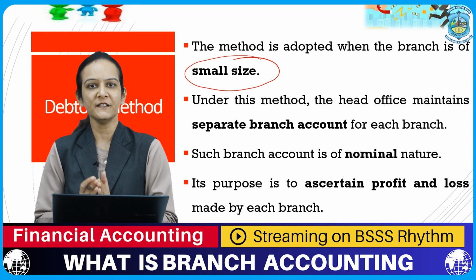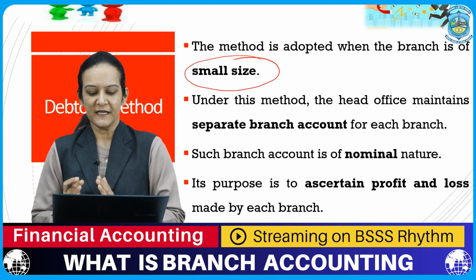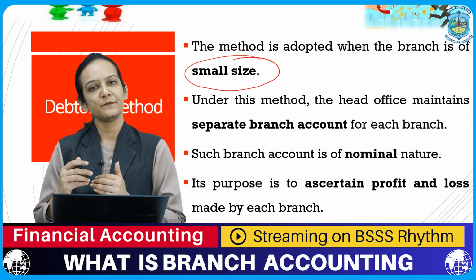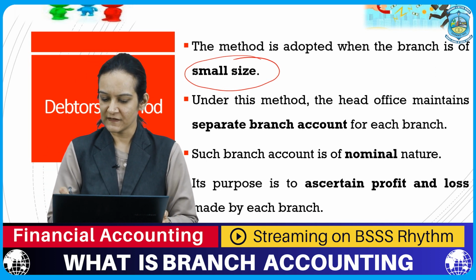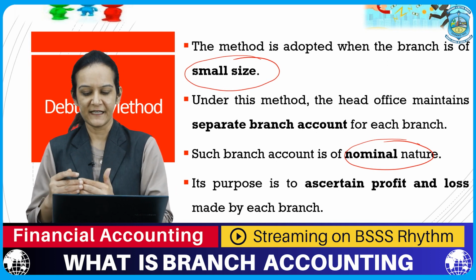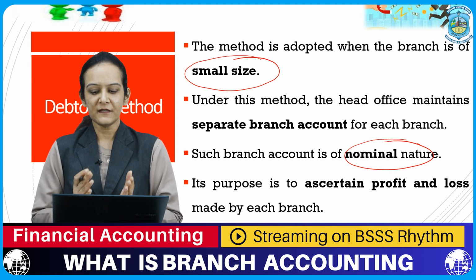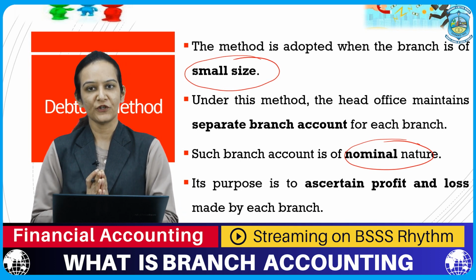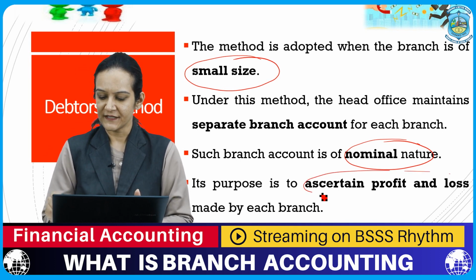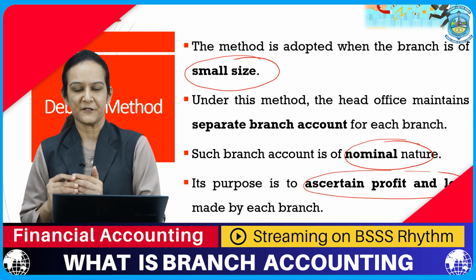So, under this method, separate branch accounts are prepared for every individual branch, and these branch accounts that are prepared by the head office are basically nominal in nature. That is, they record all the expenses and incomes related to a particular branch. The objective finally of preparing this branch account for the head office is to ascertain the profit and loss that is generated by every single branch.